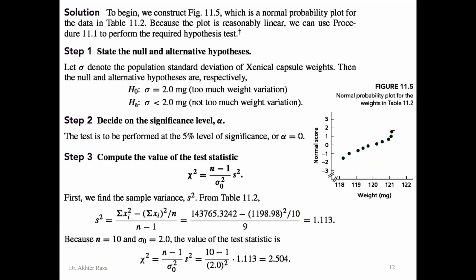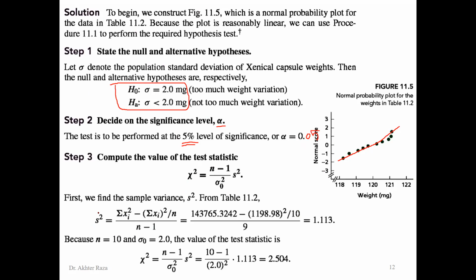So before starting the test, the normal probability plot is constructed and it is linear. The null and alternate hypotheses in step number 1 are given. The alpha value is 0.05, as it is not specified. If it is specified, then you have to use that specific value. So the value of alpha is 0.05. This is the chi-square test observed value.